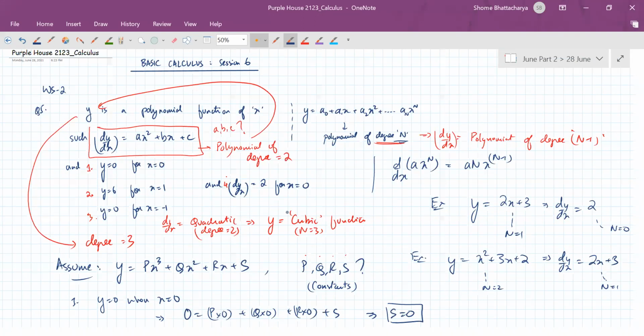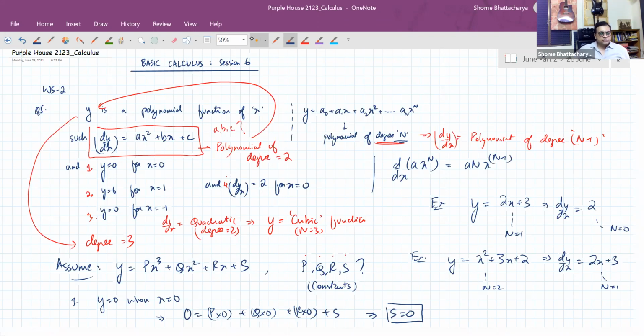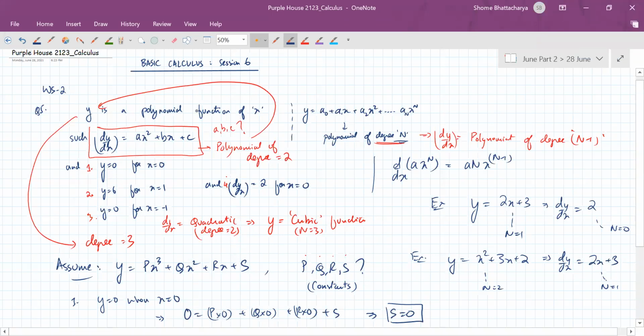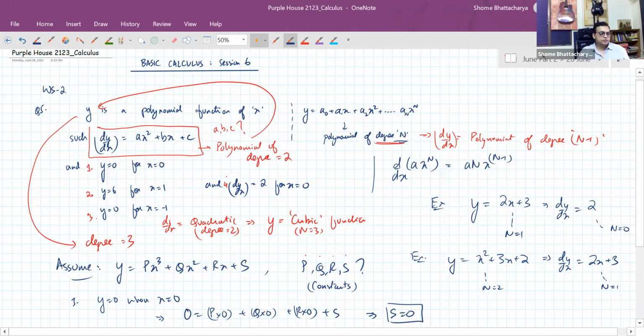Sir, I think if we solve this question with integration, it will become easier. Sorry, beta, I couldn't hear you. A little louder, please. Sir, I'm saying that if we solve it with integration, it will become easier. But see, as of now, we have not learned integration, so we will stick to this. Even this way it is quite easy, because it's only a polynomial function. So there's not much to do. You understand?